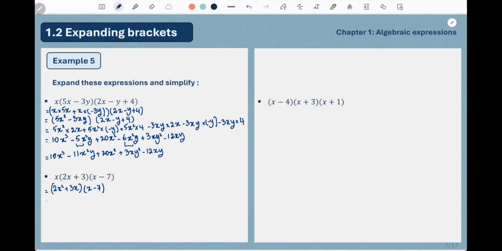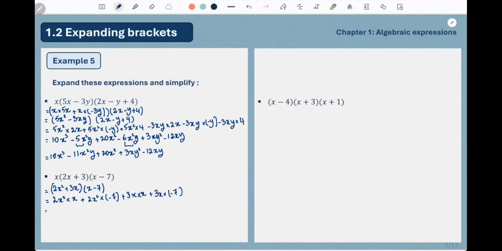So now I'm going to apply whatever knowledge I've learned so far. I'm going to multiply 2x squared times x plus 2x squared times minus 7. And then I move on to my 3x, and it's going to be 3x times x plus 3x times minus 7. And now, okay, I'll just write a bit smaller.